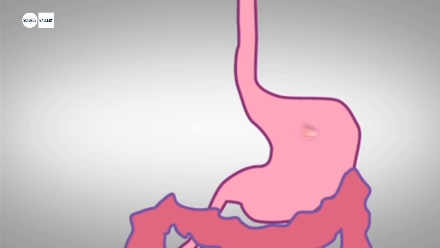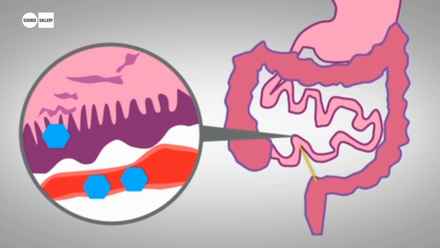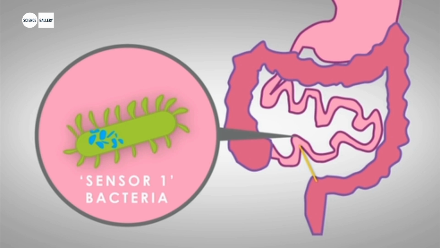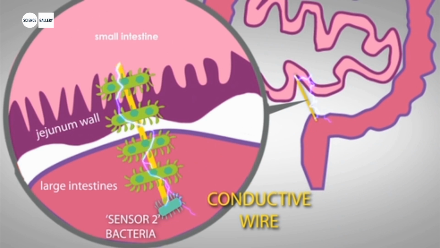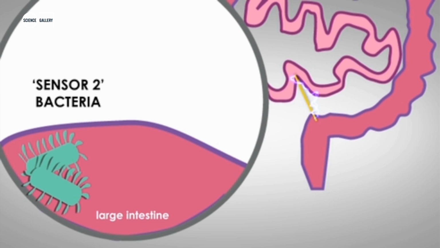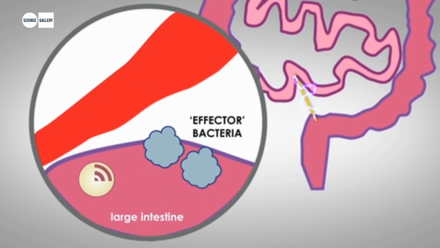Diabetic eats a meal, it's digested in the stomach, and glucose begins to be absorbed in the small intestine into the bloodstream. And the sensor bacteria will absorb some of the glucose, metabolizing it and using the energy to send a small electrical current through the filament to the large intestine. The sensor bacteria in the large intestine then release a signaling molecule which recruits the effector bacteria so that they cross over from the large intestine into the bloodstream.